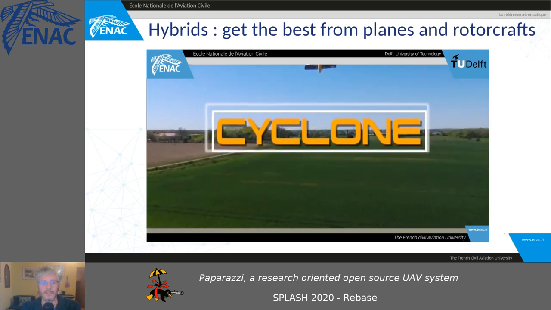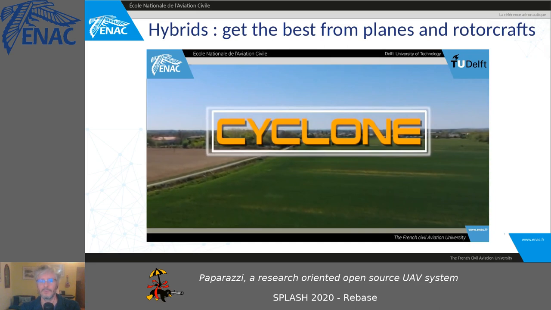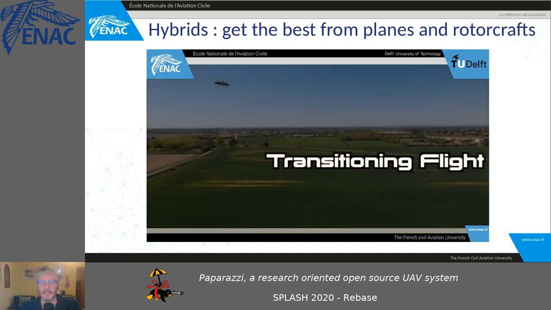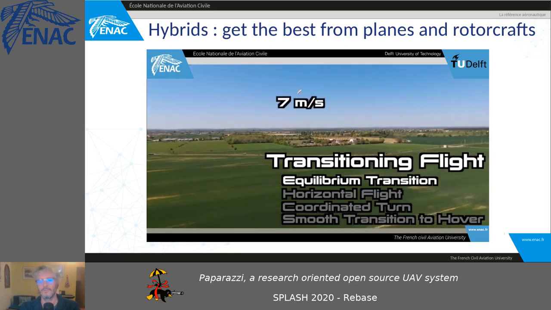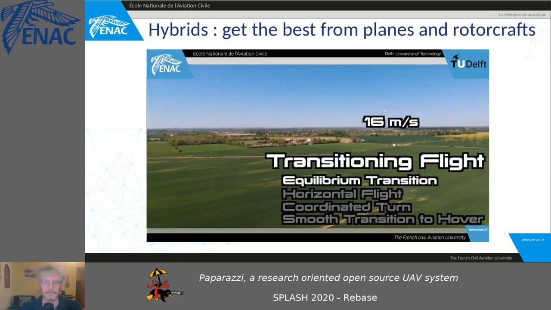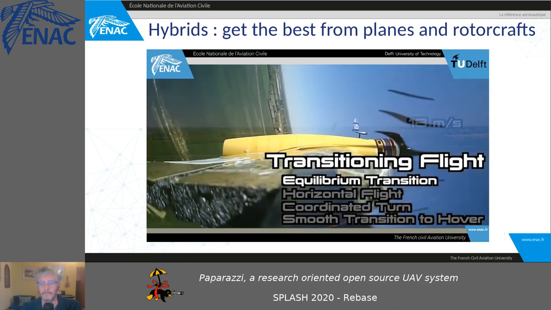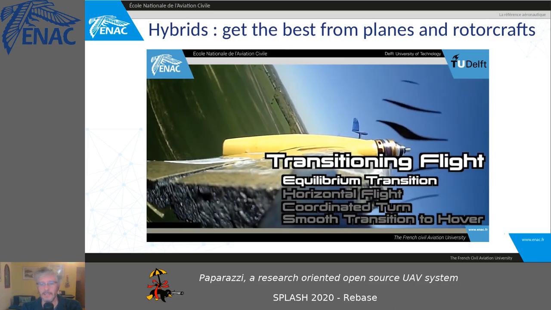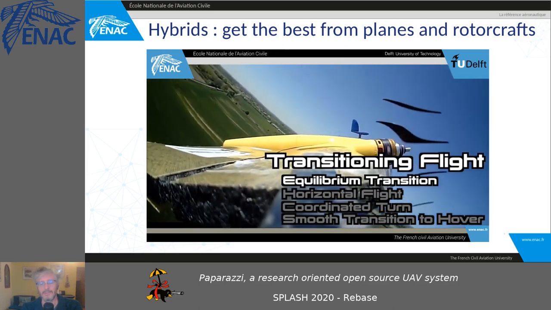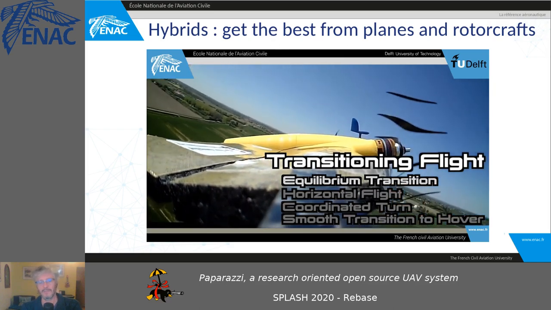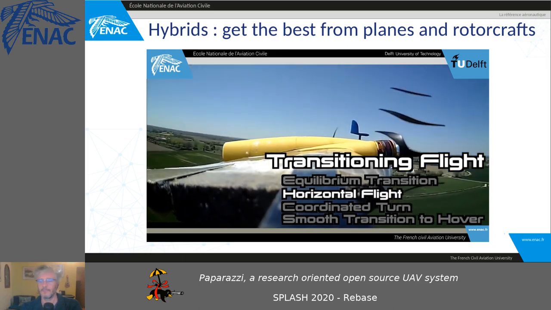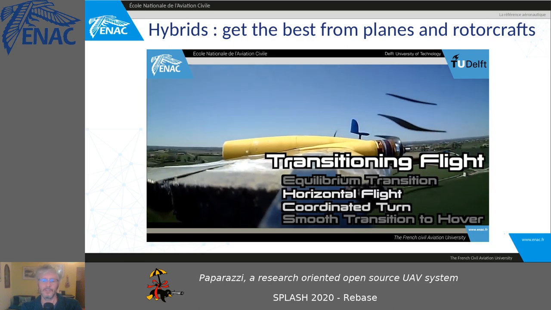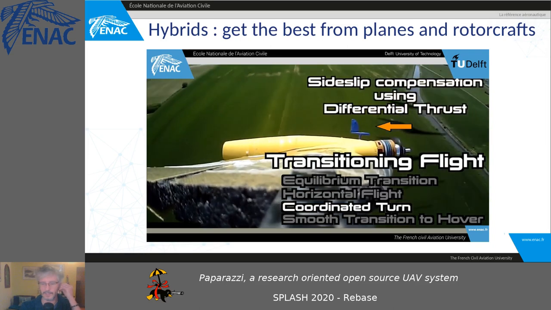One of the key ideas of our recent research is to get the best from both planes and rotorcrafts. The idea is that we want to make small UAVs capable of taking off and landing vertically and transitioning to forward flight for energy-efficient missions. The actual difficulty here is that we are looking for the equilibrium transition. It means that at any time of the transition between hover and forward flight, we want to be able to stop eventually and go back to the initial position. So it's not just a matter of putting full throttle and doing the transition.